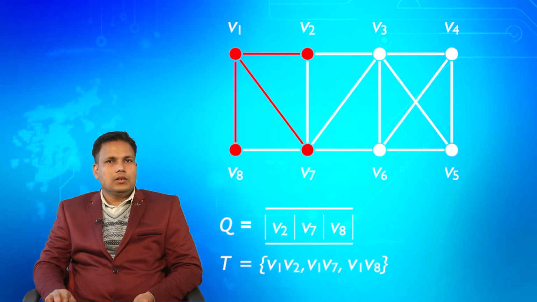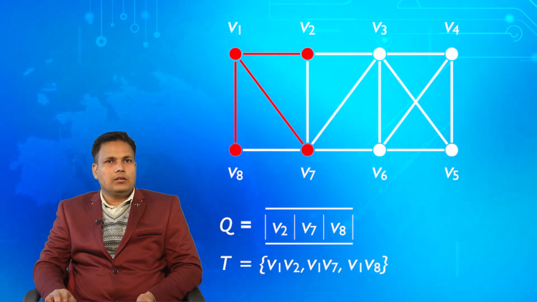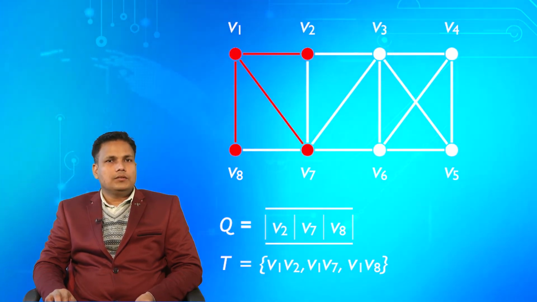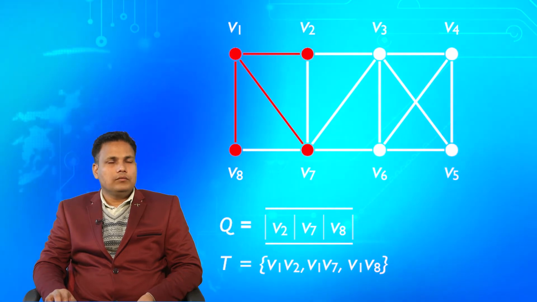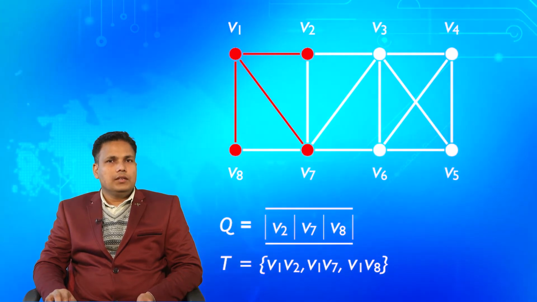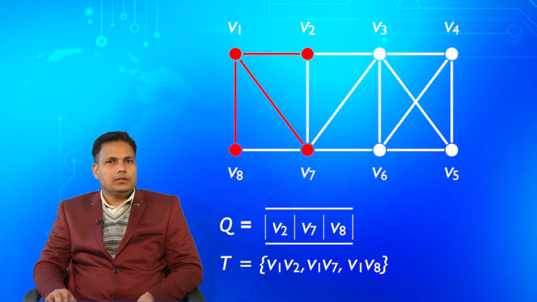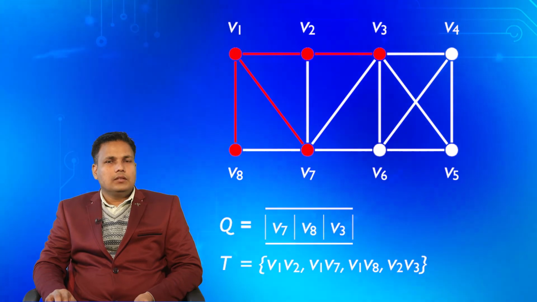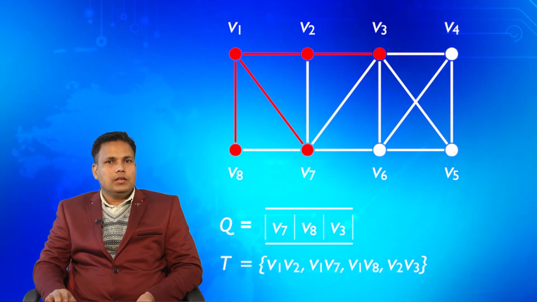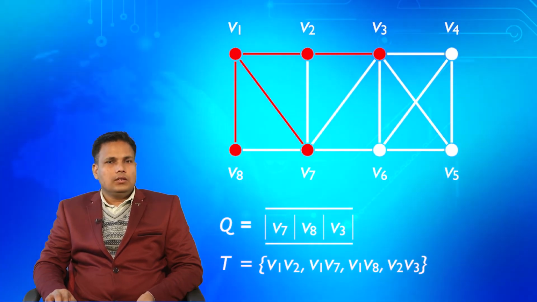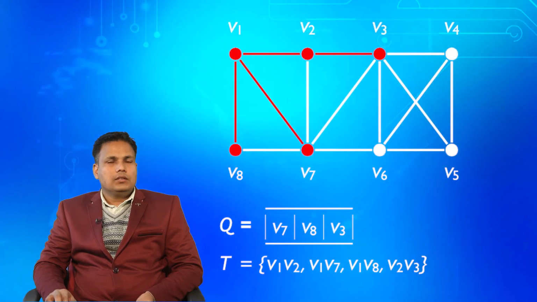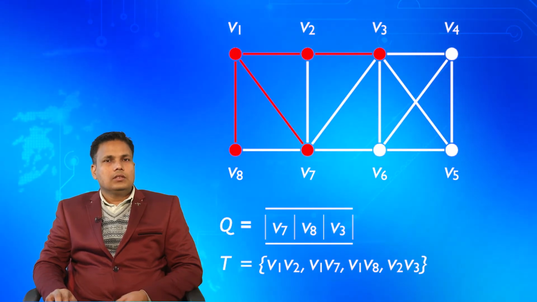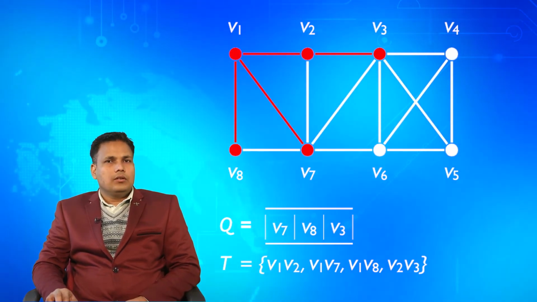V2. So, you can see that the neighbors of V2 are V1, V7 and V3, and out of which V1 and V7 have already been visited, only V3 is unvisited. So, we shall visit V3 now. So, V3 is now visited and the edge V2, V3 is added to T and V3 is appended to Q, right. So, there are no more unvisited neighbors of V2.